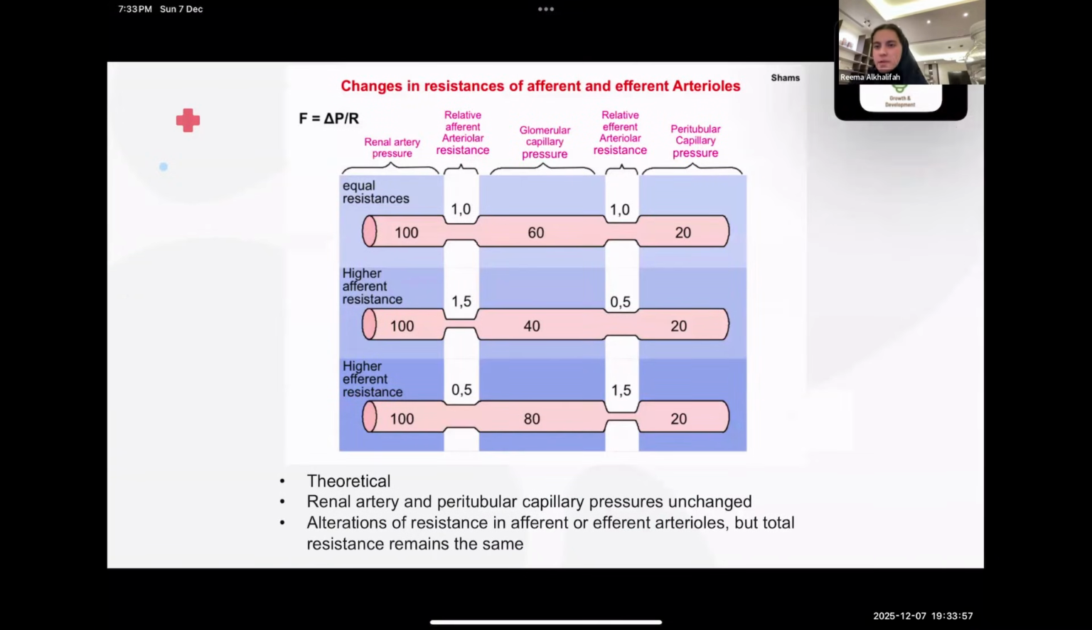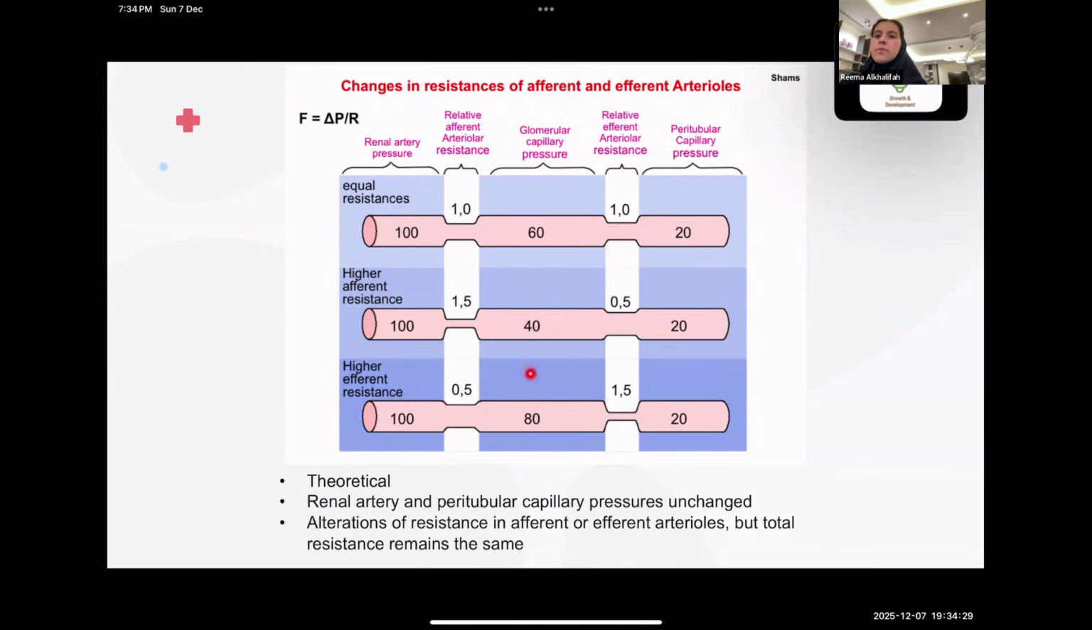Okay, so there's a lot of numbers in here. We're going to talk about everything. So here you can see the renal artery pressure and the peritubular capillary pressure. Those two pressures are unchanged, unlike here, the glomerular capillary pressure. See, numbers are being changed, and we're going to explore how that happens. Now, this model is theoretical, does not happen in real life, but it helps explain a concept.